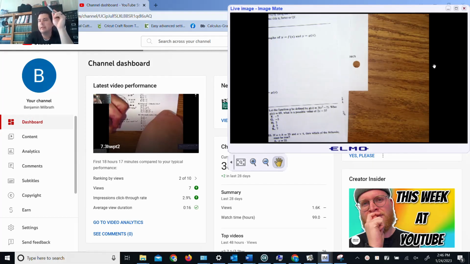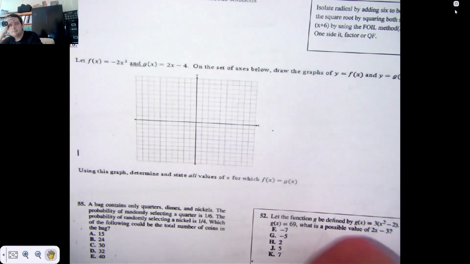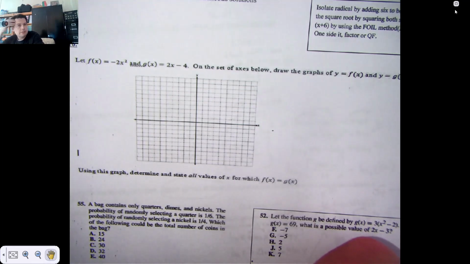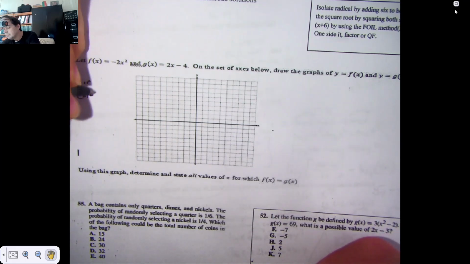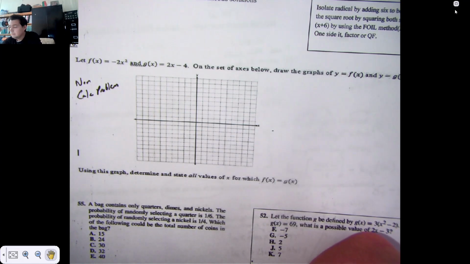All right, homework, I think it's 7.5 backside. What have I got underlined on the backside? I got 18. Let f of x be negative 2x squared and g of x be 2x minus 4. On the set of axes below, draw the graphs. I would fully expect this to be a non-calculator problem.